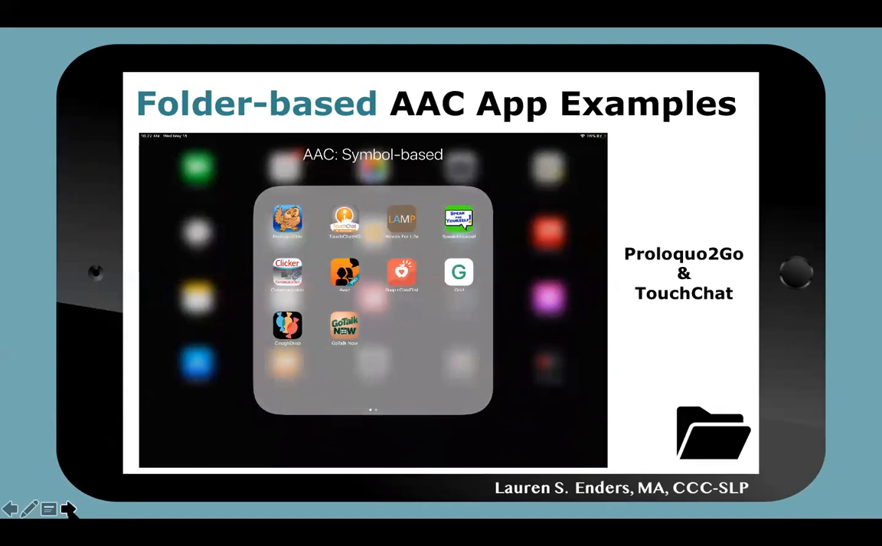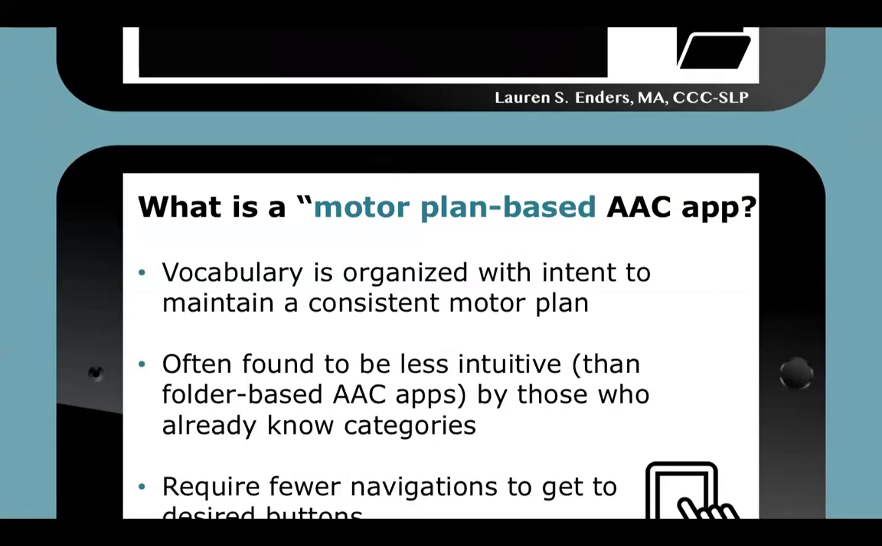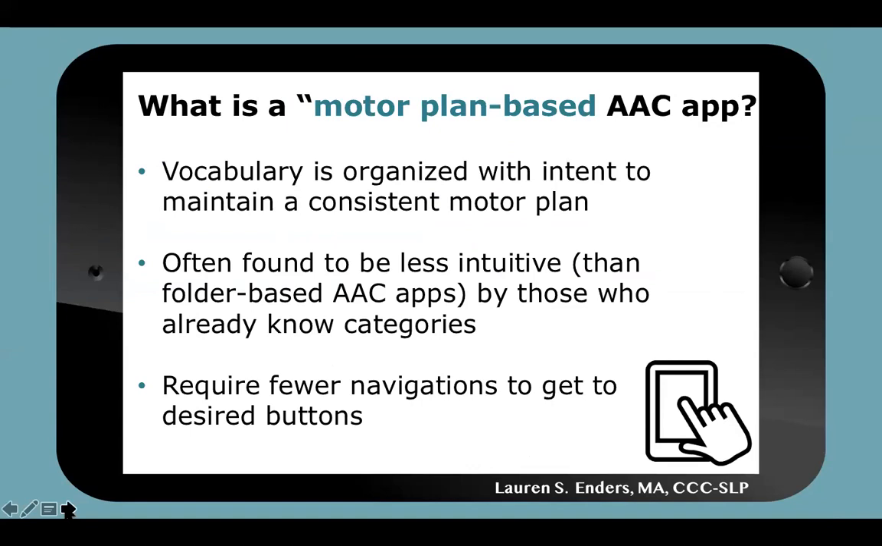Okay, so we're on the next one. So then the next, the other type is a motor plan based AAC app. So the vocabulary is organized differently. In this case, it's organized with the intent to maintain a consistent motor plan, rather than always being categorical, so it doesn't always make initial sense how something ended up on a particular page, but it is really set up to have a very consistent motor plan. Some people find them to be less intuitive than folder-based apps because of that, because they're looking for those categories and it doesn't really make sense to them where things are.